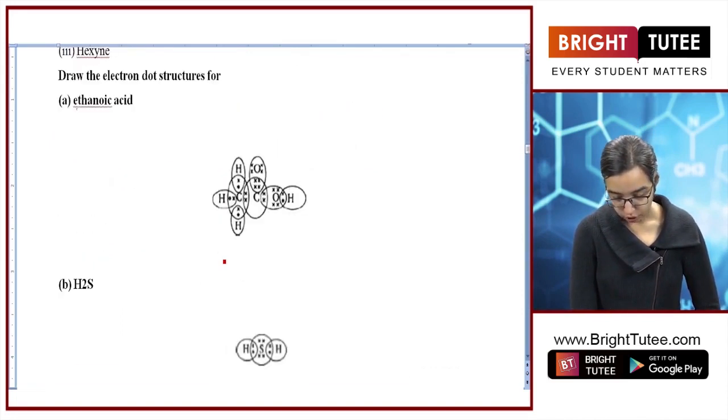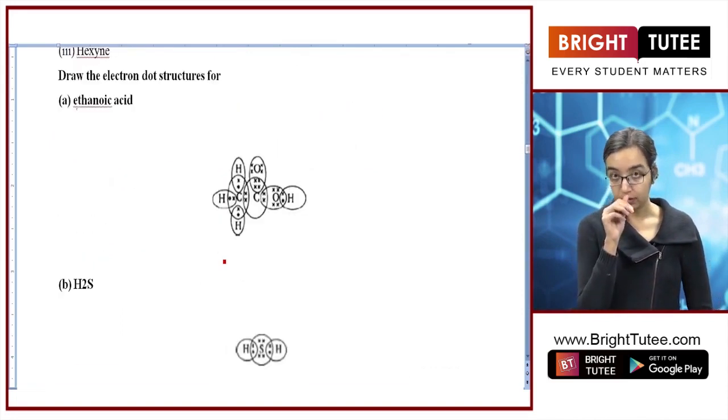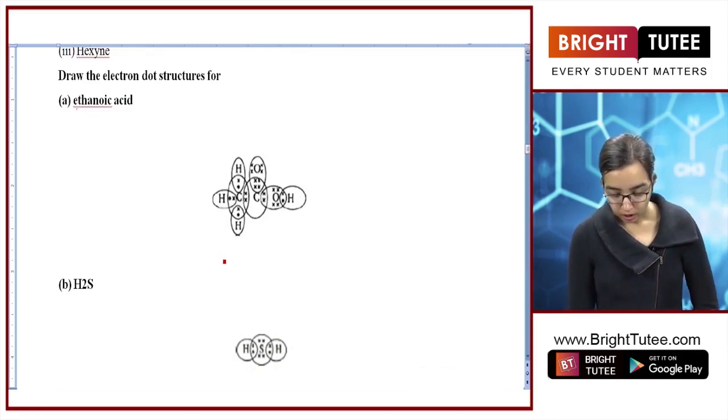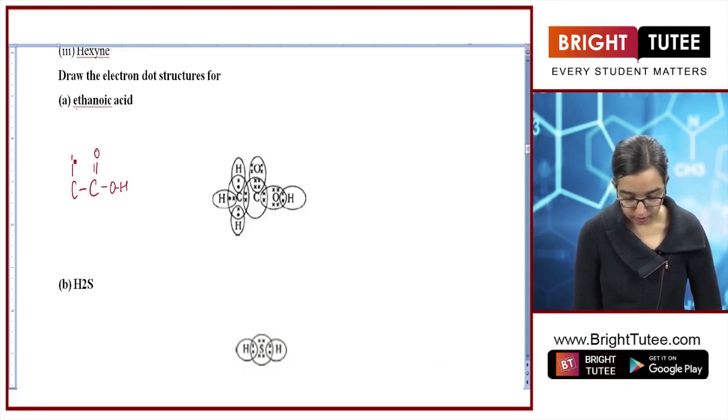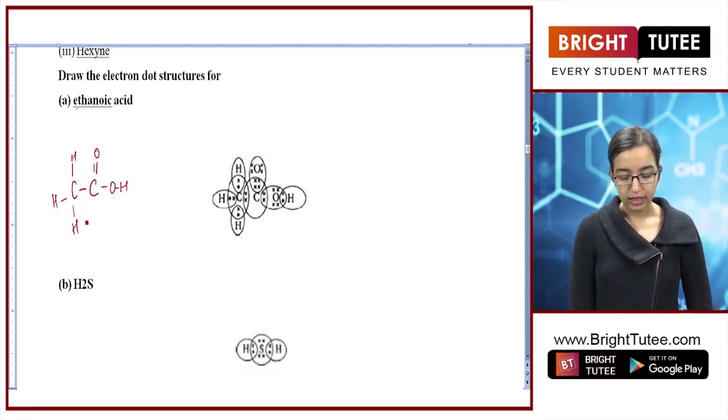The next question is draw the electron dot structure for ethanoic acid. Now, ethanoic acid has 2 carbon atoms. For oic acid, we have double bond O and OH group. And the remaining valencies, as always, with hydrogen. So it is CH3COOH.